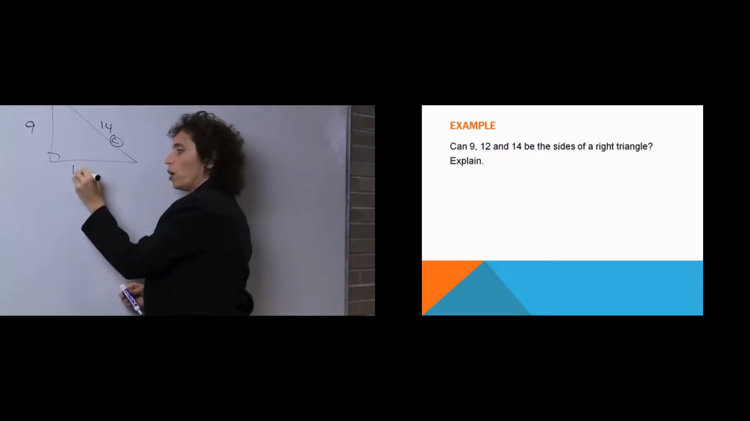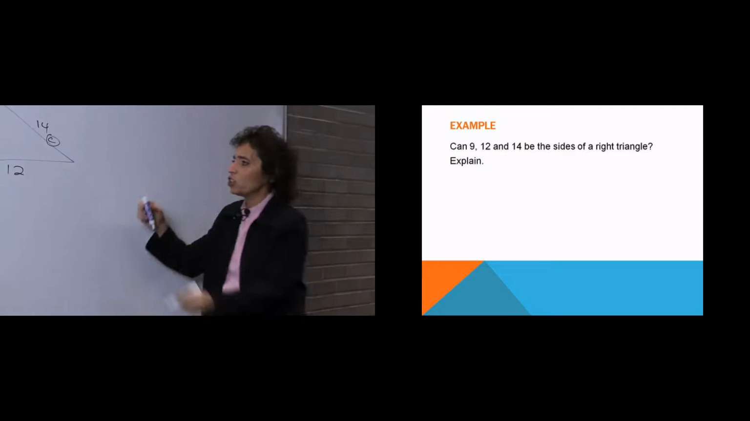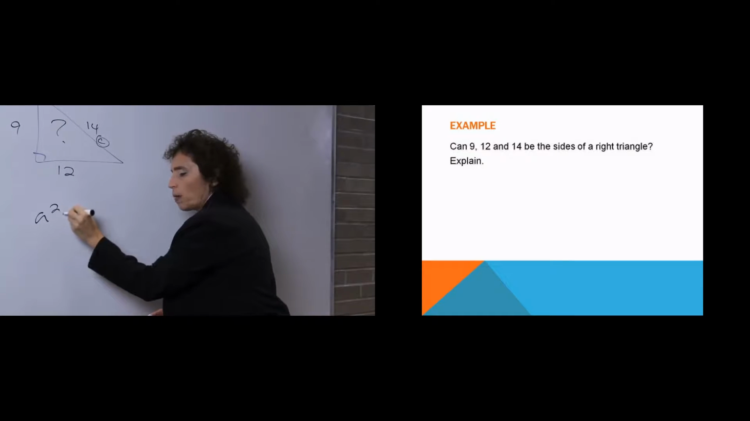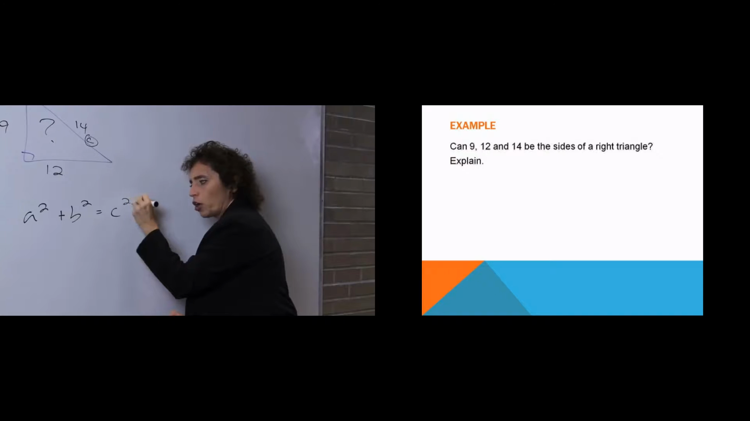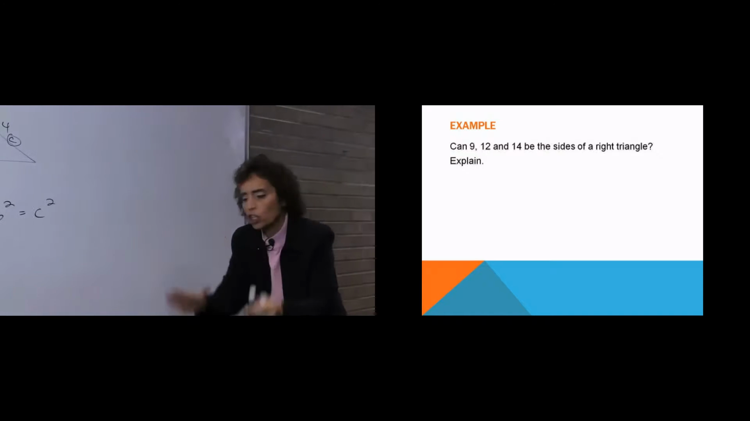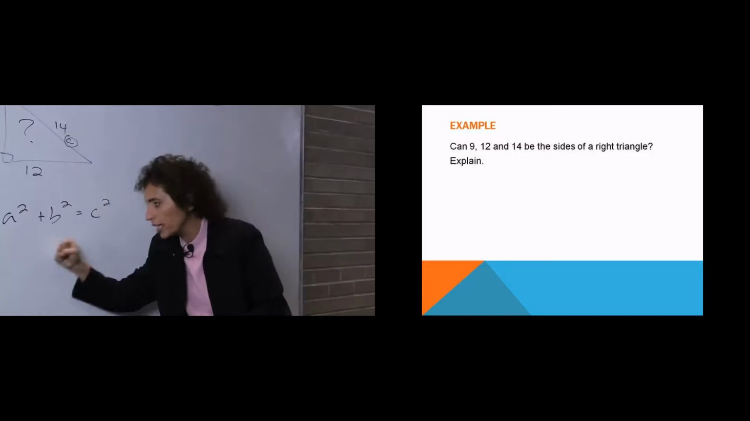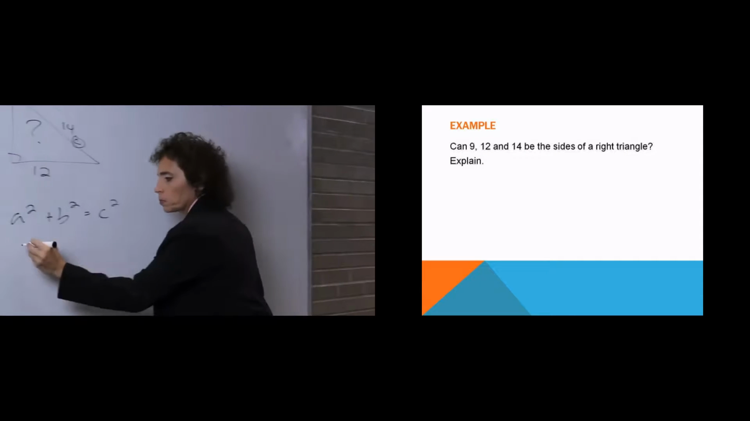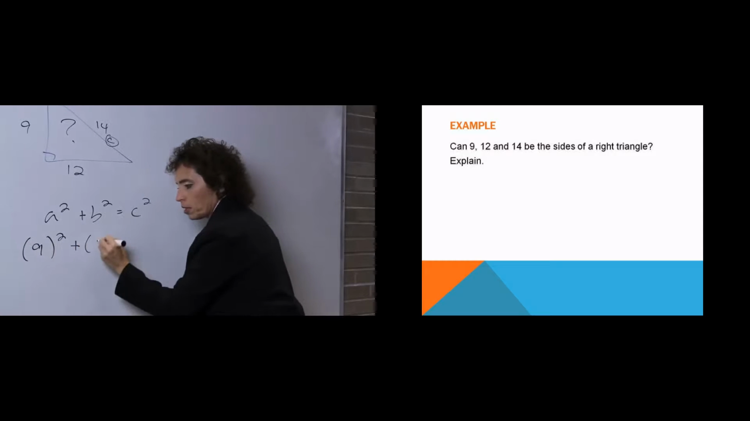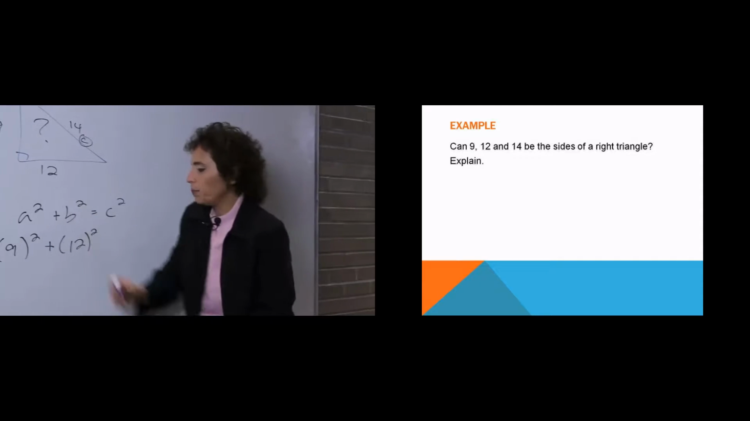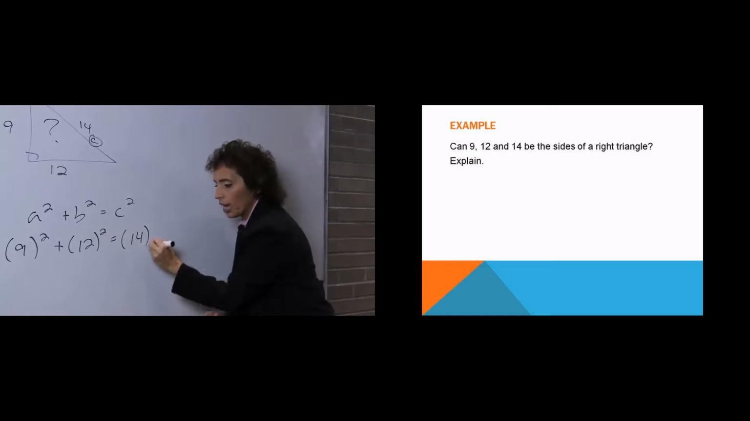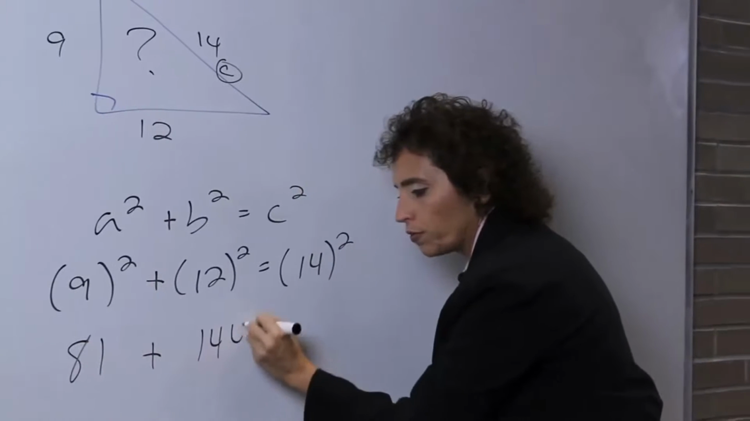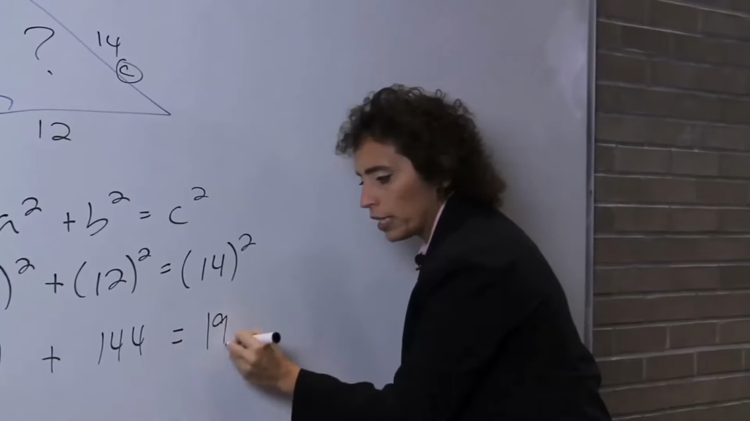Then we have 9 and 12. If it is really possible for this to be a right triangle, we know that A squared plus B squared must be C squared, because that's true in every single right triangle. Our leg squared plus our leg squared must be equal to our hypotenuse squared. Are you ready? Here we go. Plugging in. It doesn't matter where you put A and B, but you must put the longest side in C. That's absolutely imperative. 9 times 9 is 81. 12 times 12 is 144. 14 times 14 is 196.